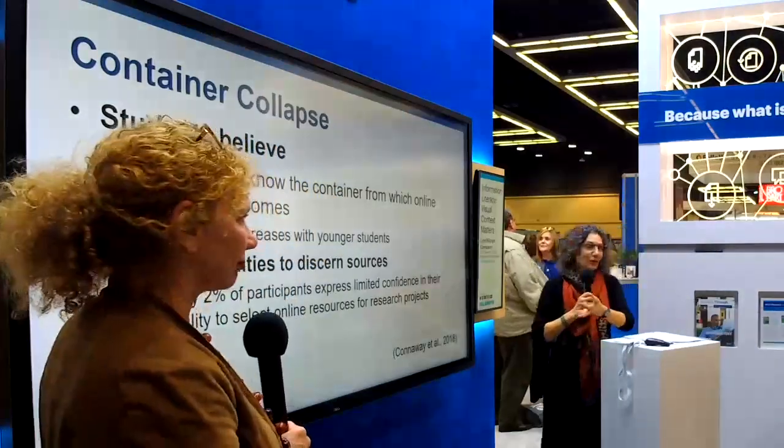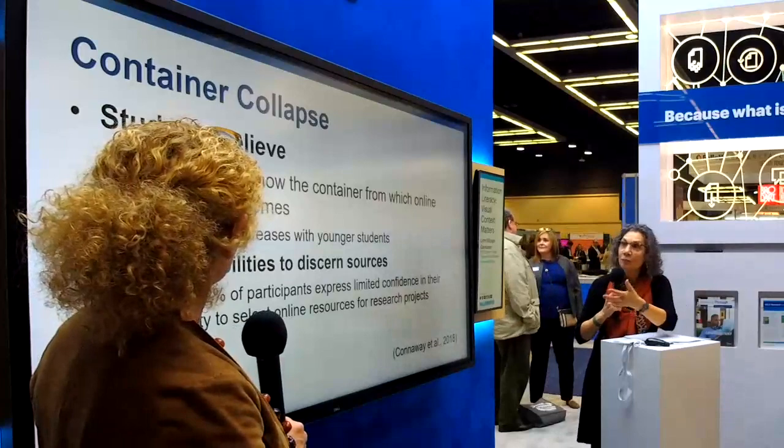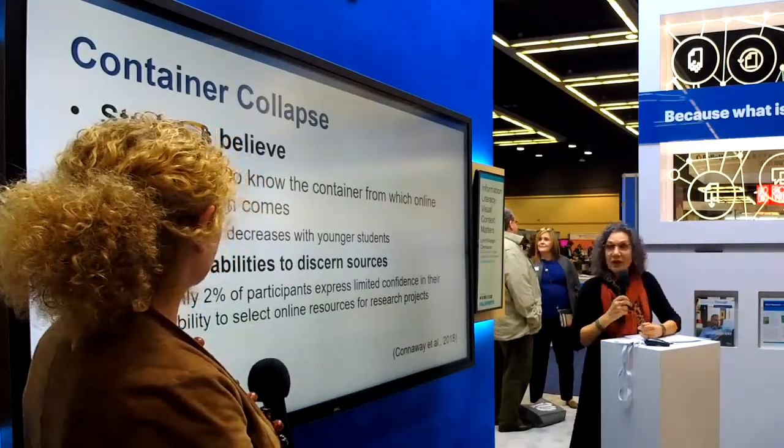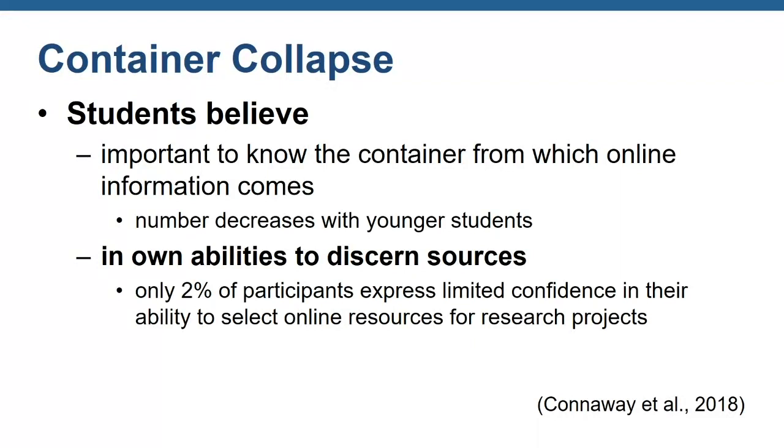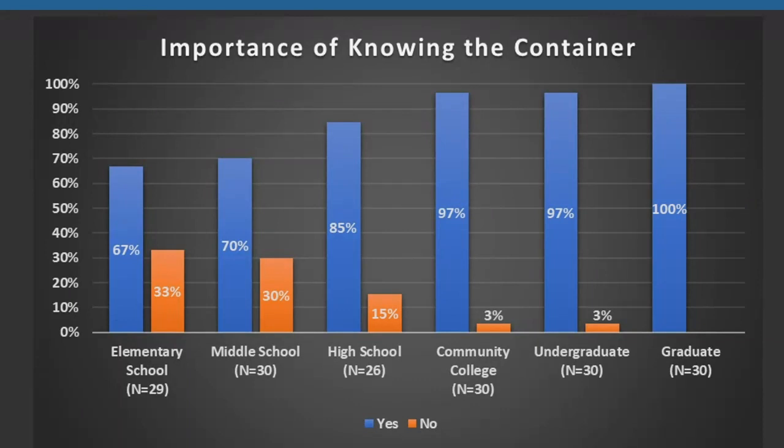And now this comes to our container collapse that we were talking about. So the students really do believe that it's important to know the container for online information sources. But the number does decrease with the younger students of this importance. And you'll see that in this. And you'll see here from community college to graduate students, it's between 97 to 100% that they believe it's very important to know.